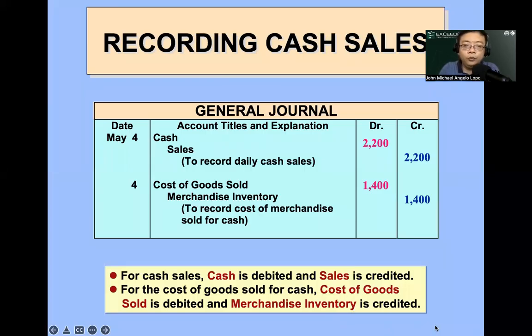Alright, so how do you record your sales? You have your cash: debit cash, credit sales of 2,200. We are following the perpetual inventory system. That's why you debit cost of goods sold and credit your merchandise inventory of 1,400. Isn't it easy? That's only the entries.